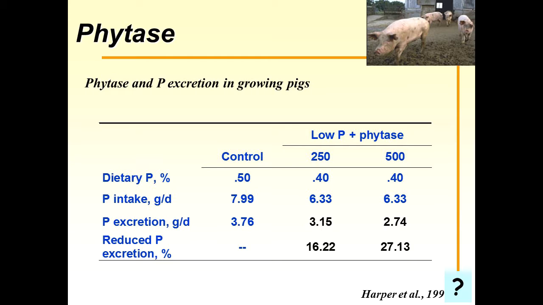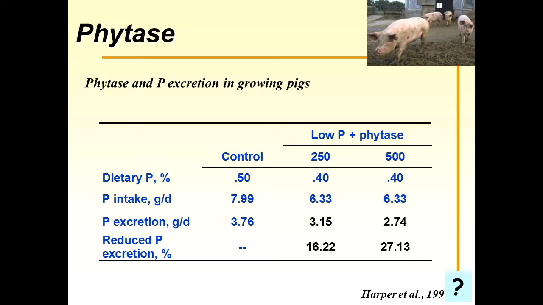This table is some of Alan Harper's data, and what he's showing here is the dramatic impact on phosphorus excretion that can be obtained with the addition of phytase. So he's got a control diet containing 0.5% of phosphorus. Then the low phosphorus diets, he added phytase. And so in the second line, you can see he was able to reduce the phosphorus intake by the pigs. And the third line, reducing the phosphorus excretion, especially with that higher level of phytase, by as much as 27%.